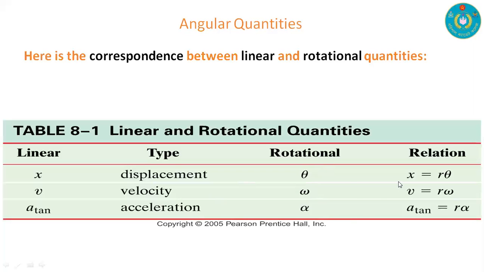And finally, we can relate the linear quantities and angular or rotational quantities with these equations, the relation between linear and rotational quantities: x is equal to r theta, v is equal to r omega, and a_t is equal to r alpha.